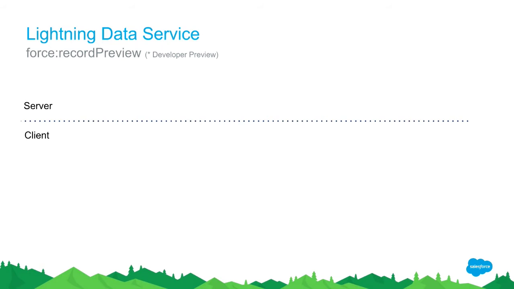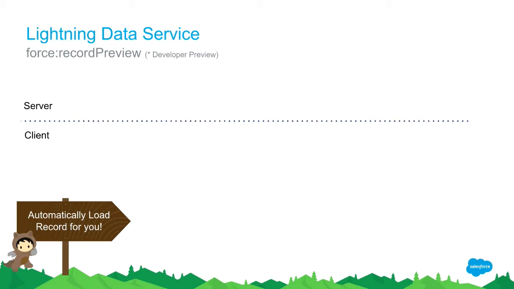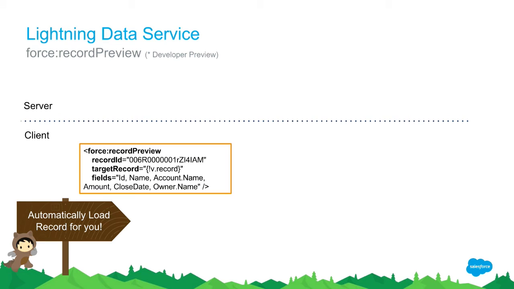So we solved this by introducing Lightning Data Service. One of the most important features of Lightning Data Service is the new component called Force Record Preview. What does this record preview do? It automatically loads the record for you. So what does that mean? It takes a couple of attributes: a record ID, a target record, and a set of fields, or maybe a layout type. So you can specify whether it's a compact layout or a full layout.